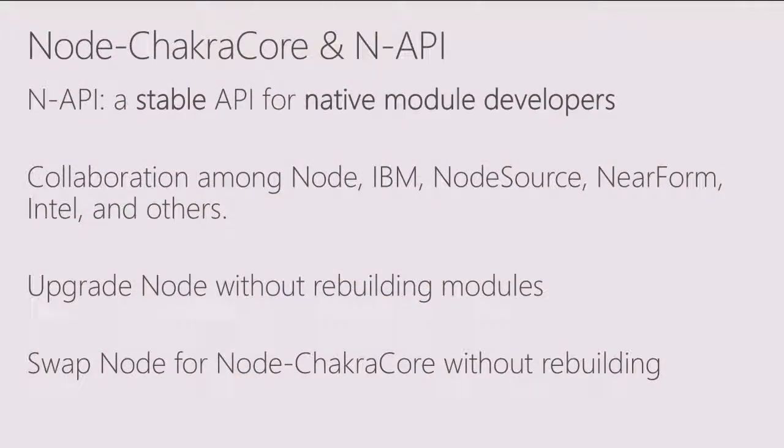Okay, so I want to pivot a little bit away from the web platform right now and talk about Node ChakraCore and N-API. Node ChakraCore is just a variant of Node, but whereas stock Node comes with the V8 JavaScript engine, Node ChakraCore comes with the ChakraCore JavaScript engine. There's another related project called N-API, which is a stable API for native module developers. These are related concepts, so I'll explain that.